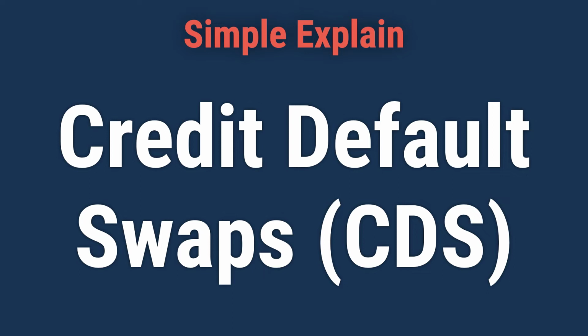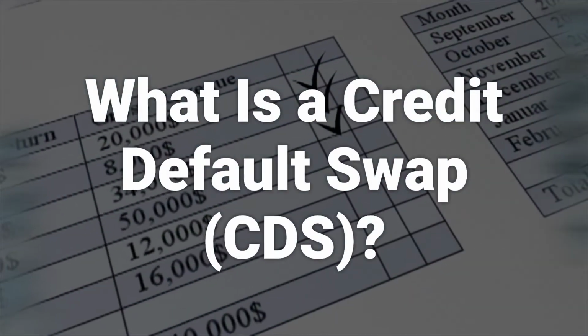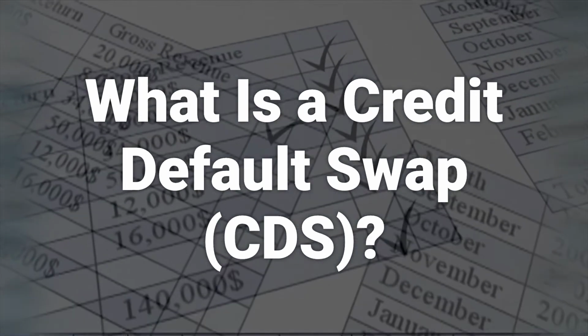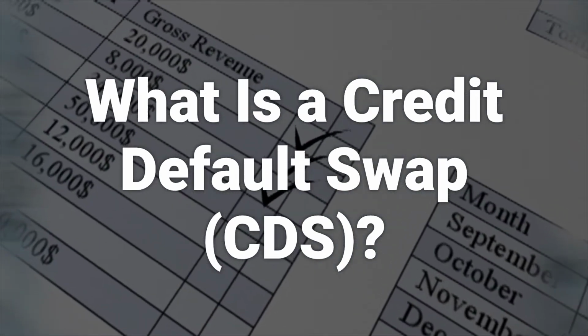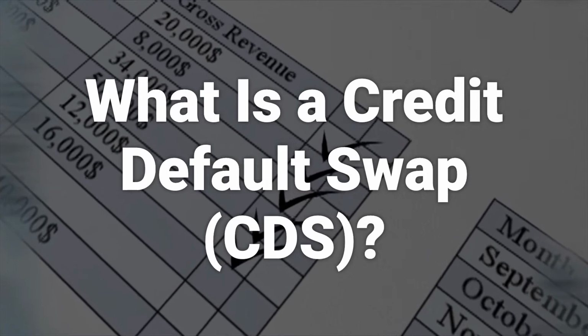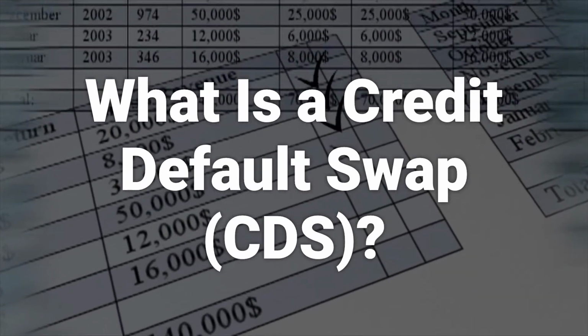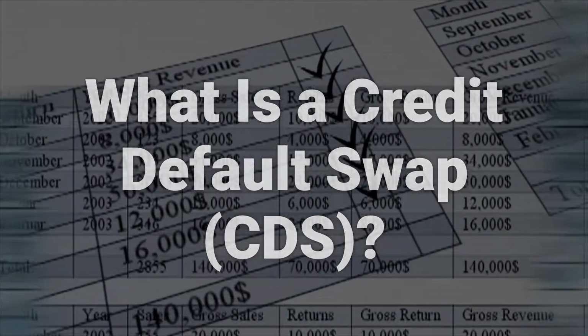Hi. Let's learn about what a credit default swap, CDS, is and how it works. A credit default swap is a financial derivative that allows an investor to swap or offset their credit risk with that of another investor. To swap the risk of default, the lender buys a CDS from another investor who agrees to reimburse them if the borrower defaults.